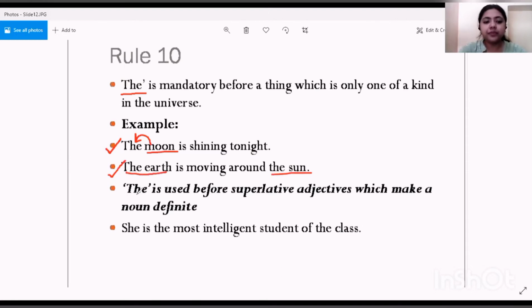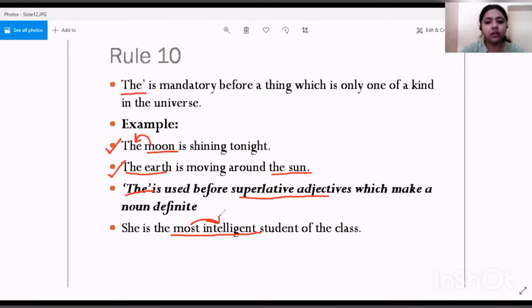There is now another rule which I have included in this: the is used before superlative adjectives which make a noun definite. So we always use the before a superlative degree of comparison. She is the most intelligent student of the class. Now why are we using the over here? Because most intelligent is the superlative degree of intelligent.